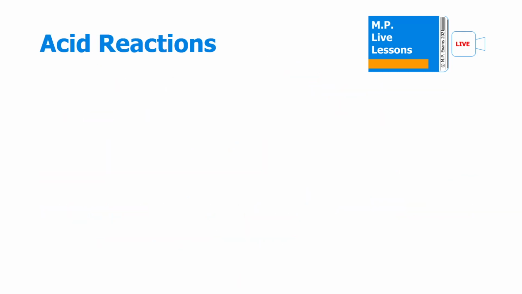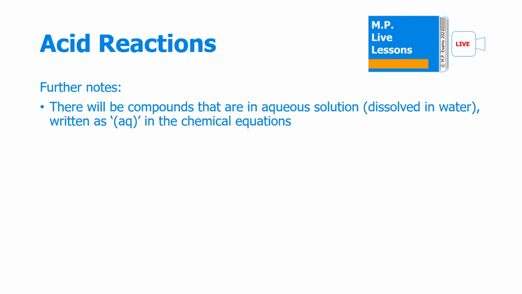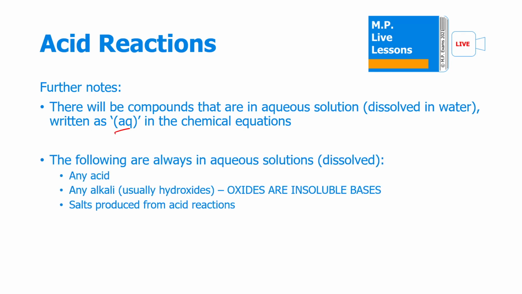Now, continuing with acid reactions, we have some further notes. There'll be compounds that are in aqueous solution, so they dissolve. I've already said that they split into their ions, so they're written as AQ to show that they're dissolved in water. The following are always in aqueous solutions, so they separate into their ions: any acid we've looked at, and salts as well, which are produced from the acid reactions.